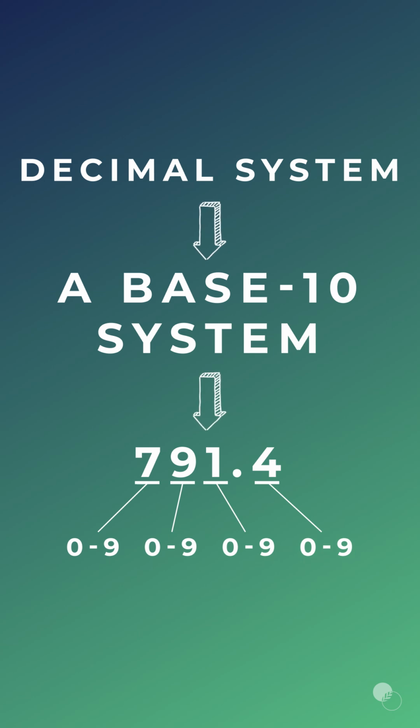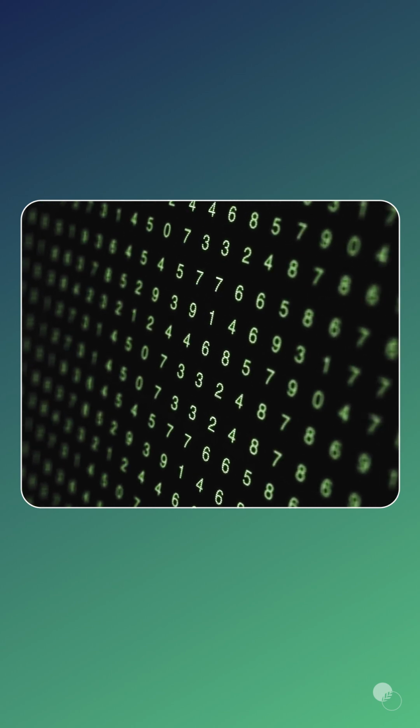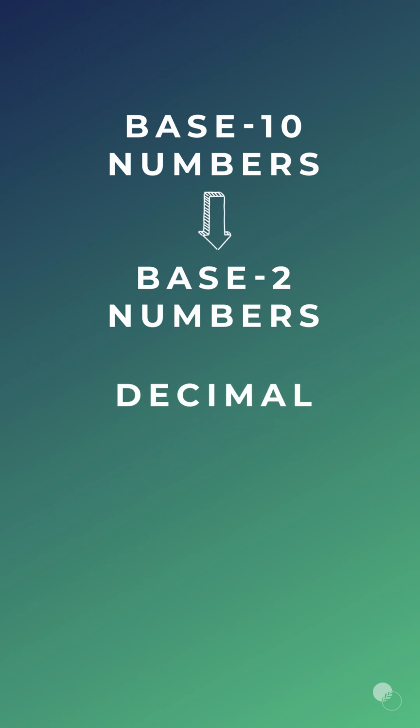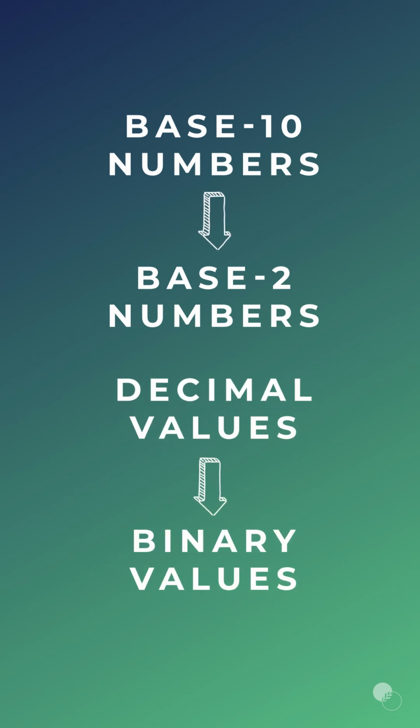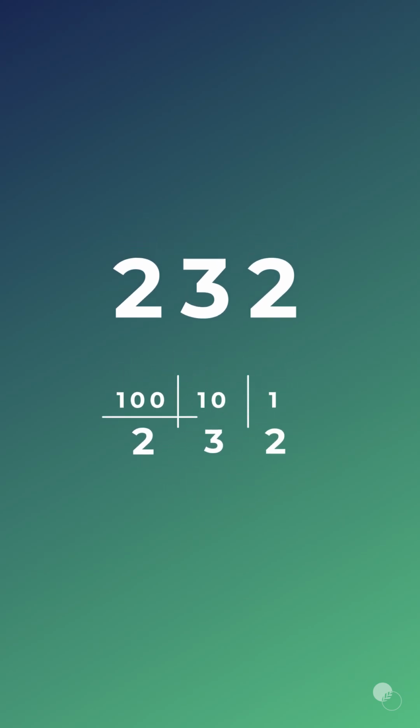So for a computer to operate at its most basic function, the processing of numbers, we need to find a way of converting base 10 numbers to base 2 numbers, or convert decimal values to binary values. So let's do that right now. Let's start with the number 232. If we break this number down, it is made up of 2 100s, 3 10s, and 2 1s. If we lay this out on a table, you'll see that as we work from right to left, each column is 10 times the value of the previous column, because we're working in base 10.